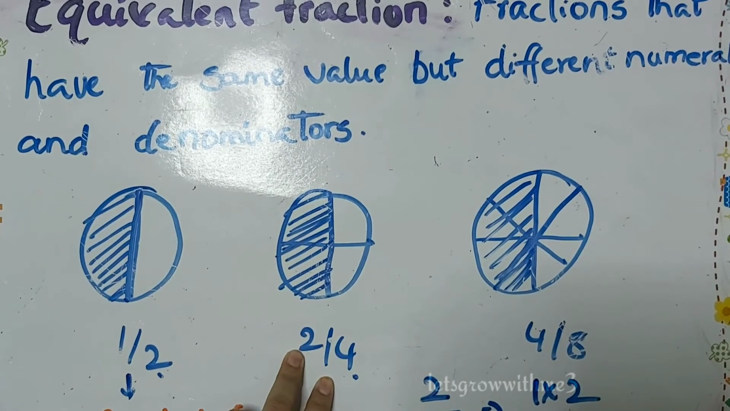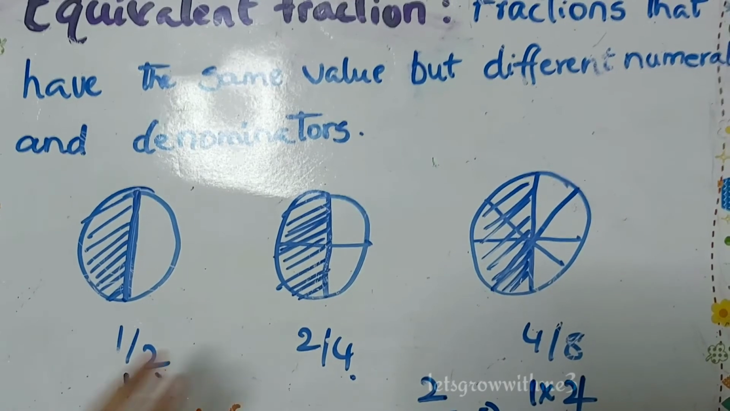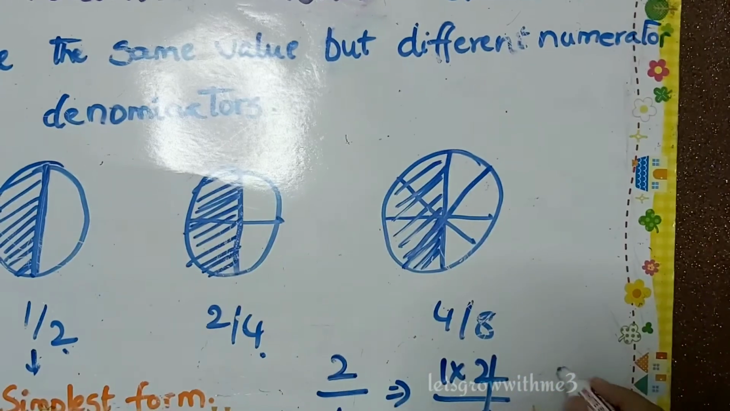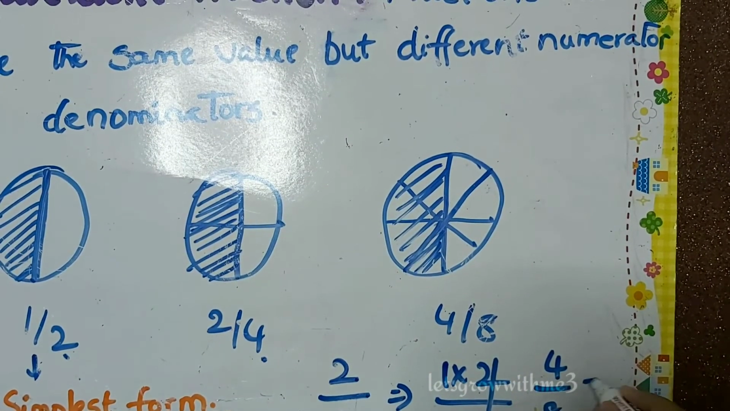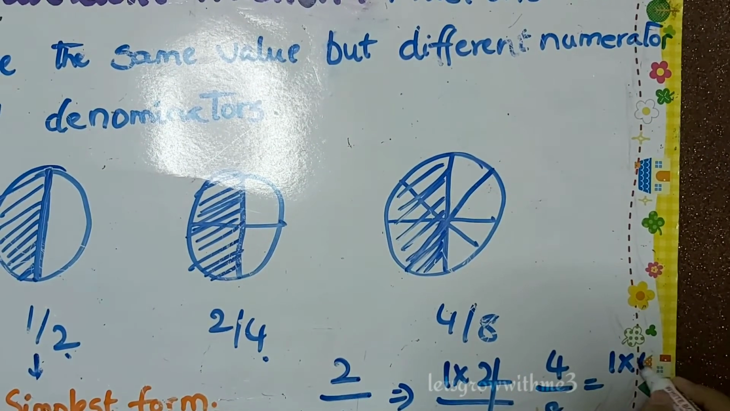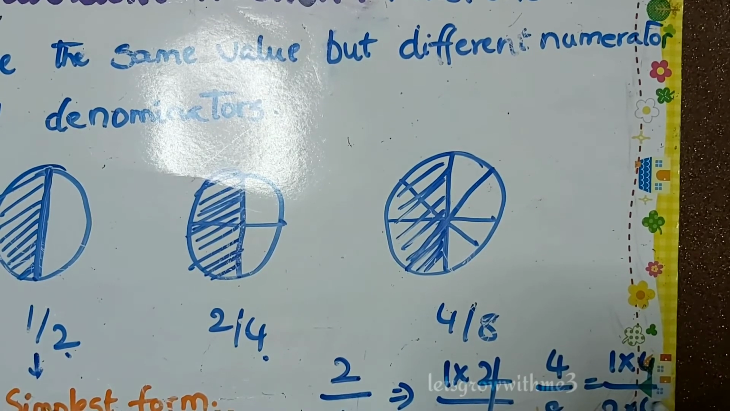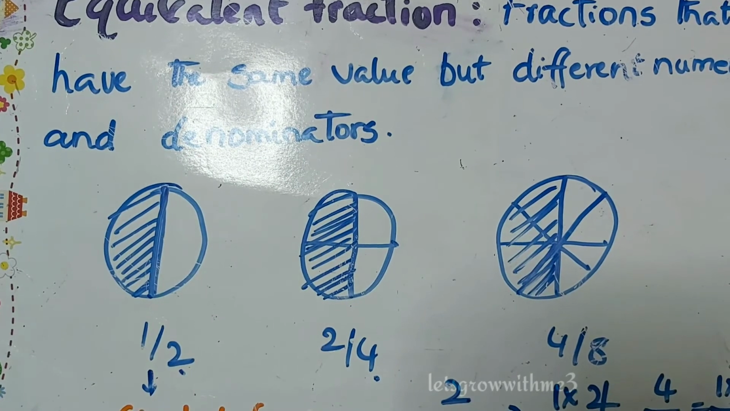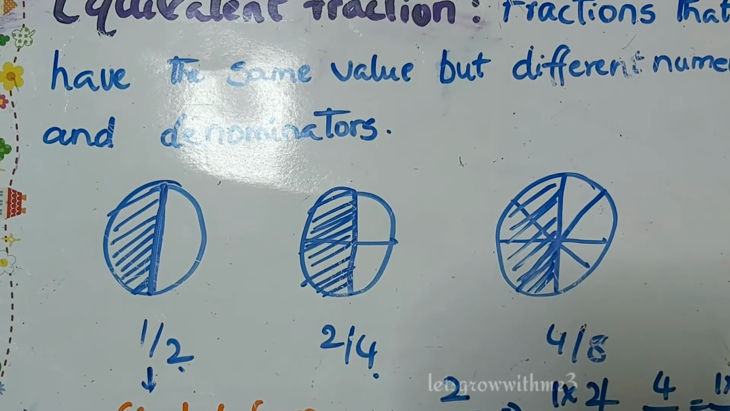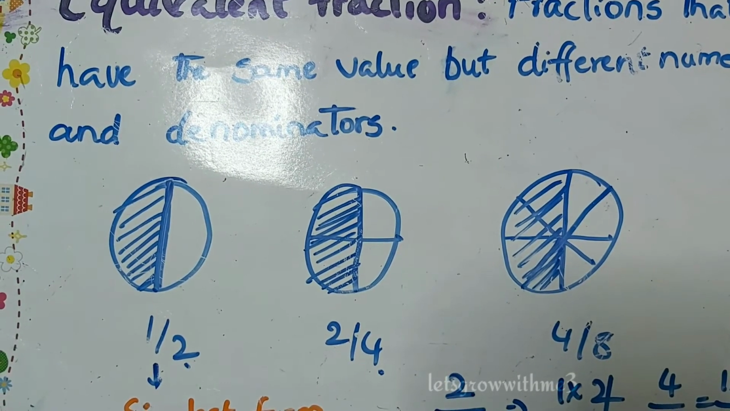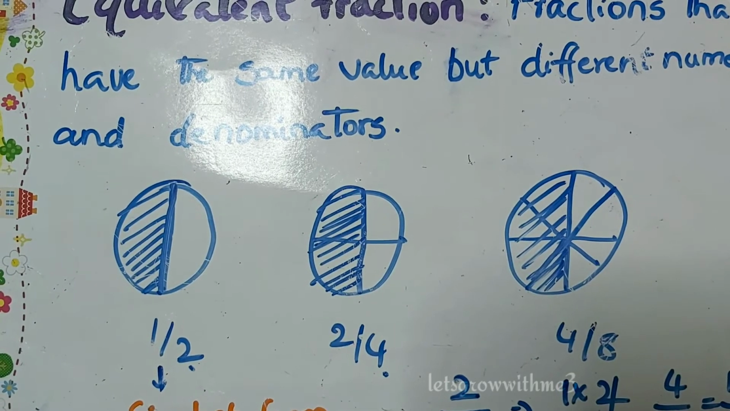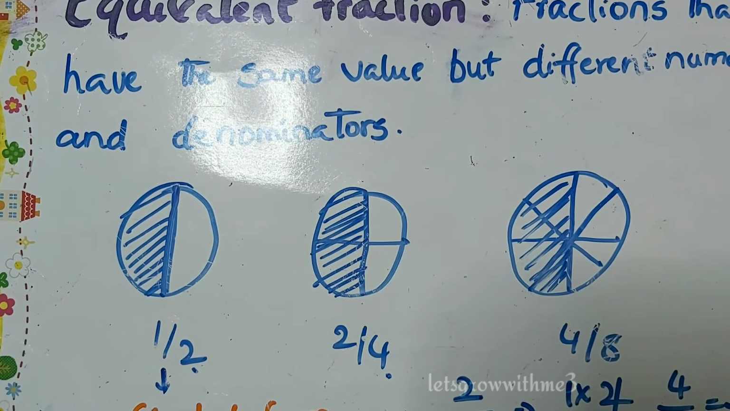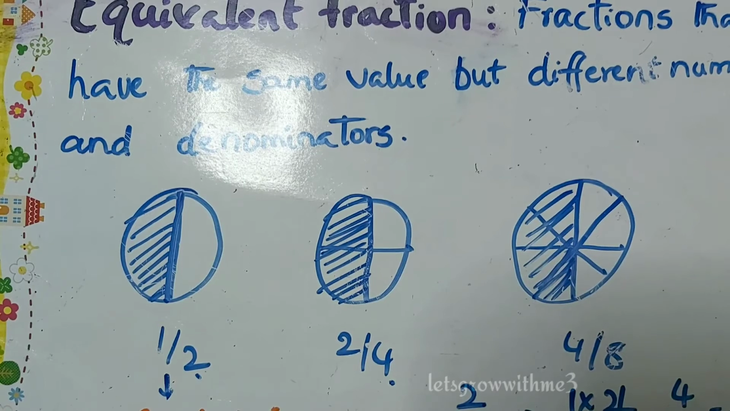So I am writing 2 by 4 as 1 times 2, 2 times 2. So the 2s cancel, that means 1 by 2. Next again 4 by 8, 1 times 4 and 2 times 4. So the 4s cancel. Then again 4 by 8 is equal to half. All these values are representing the same value, 1 by 2. That's why we will say all these fractions are equivalent fractions.